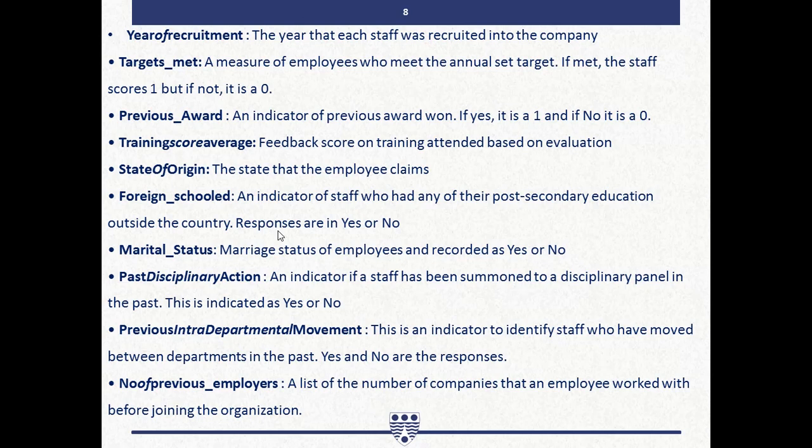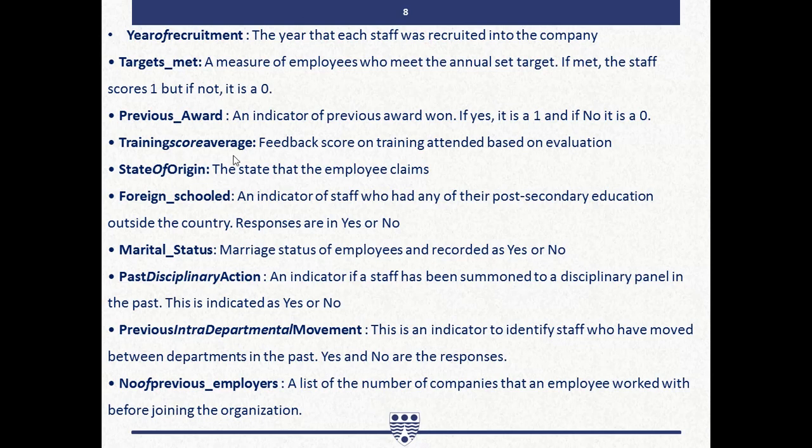Okay, we have the target met, whether the employee met a target for the year. If yes, the score is 1, and if no, the score is 0. We have previous awards. We have training score average. Okay, they attended a training, what was their average score, right? We also had the state of origin, foreign school, whether the employee studied abroad or locally. We have marital status, whether the person is married or single. The answer is yes or no.